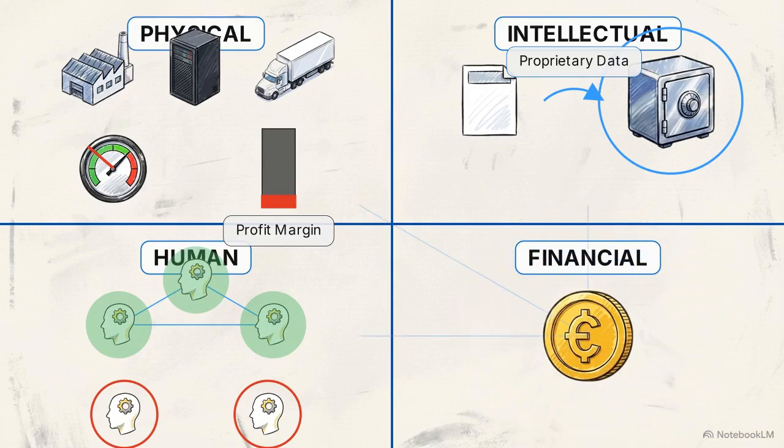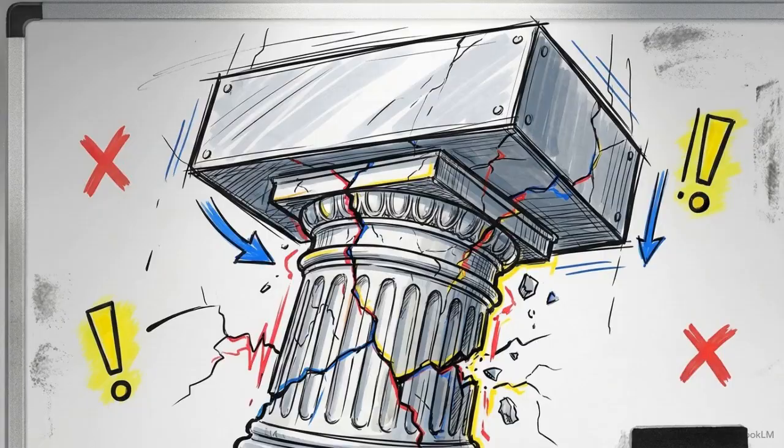Finally, the financial quadrant, cash flow and credit lines, acts as the oxygen that allows the other 3 pillars to function and endure economic shocks. Every business model requires a specific ratio of these 4 pillars. Misallocating capital among them leads directly to systemic failure.